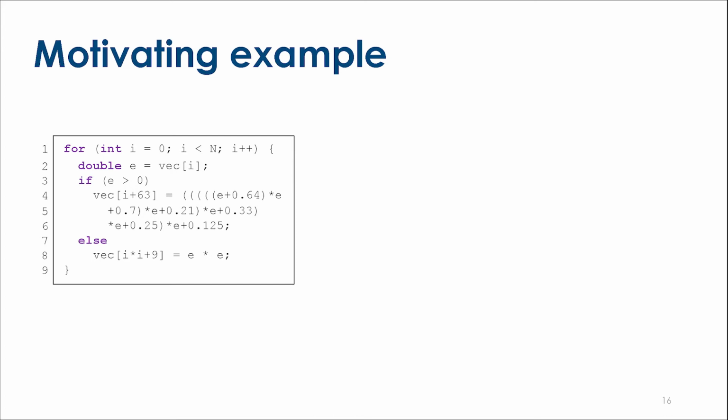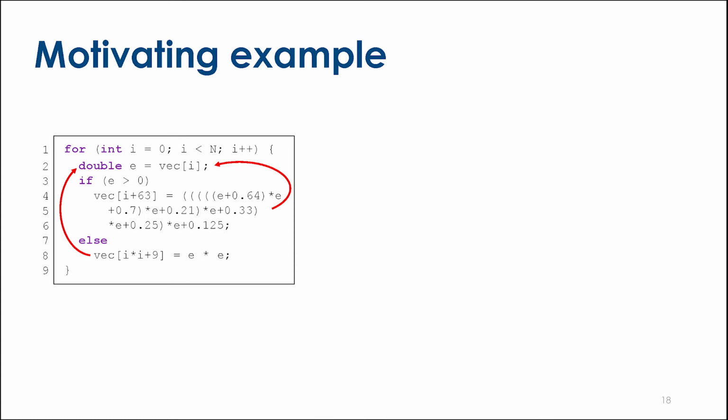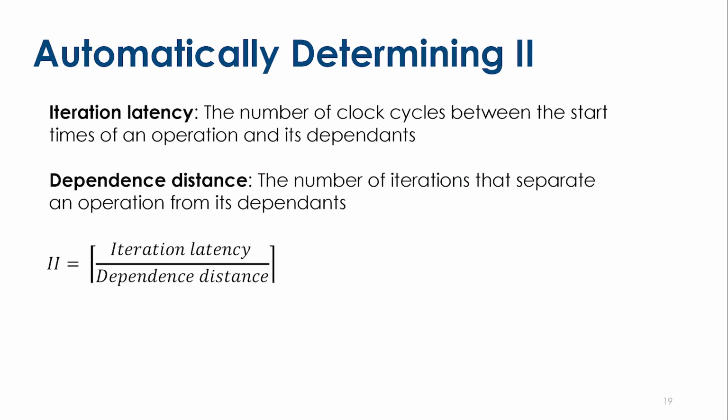The previous two loops are simple examples. How about complex loops? In the motivating example, we find there are two dependencies in the loop. A dependence between line 2 and line 4, and another dependence between line 2 and line 8. Well, a general loop could have more than one dependence, and each dependence has an iteration latency and a dependence distance.